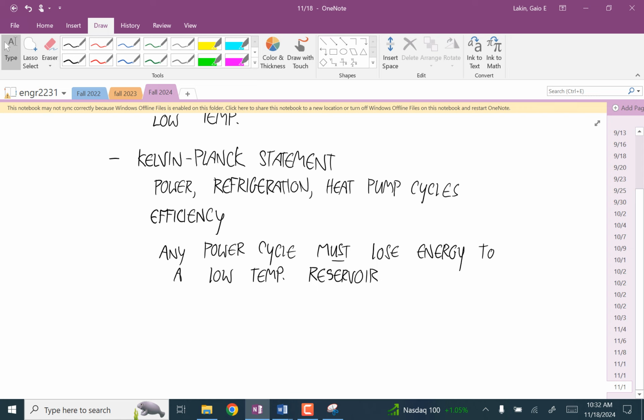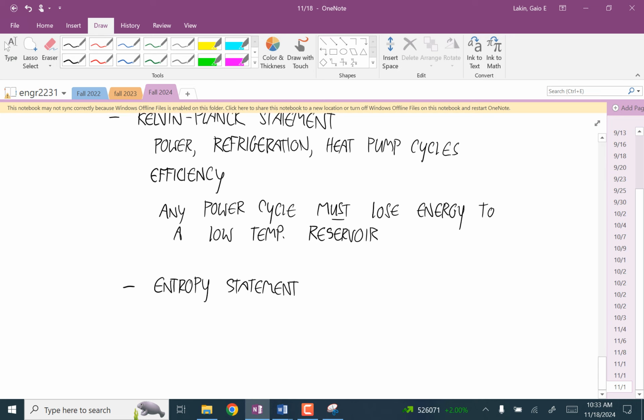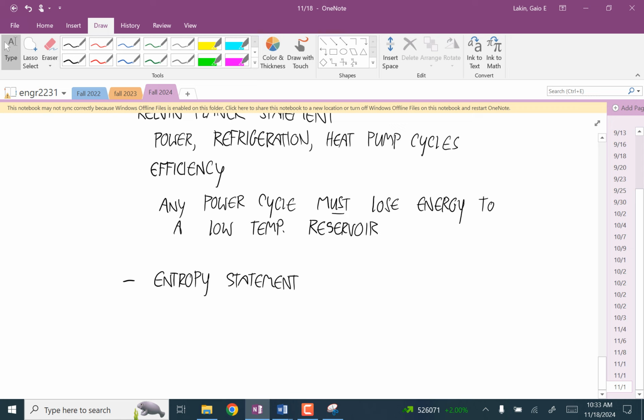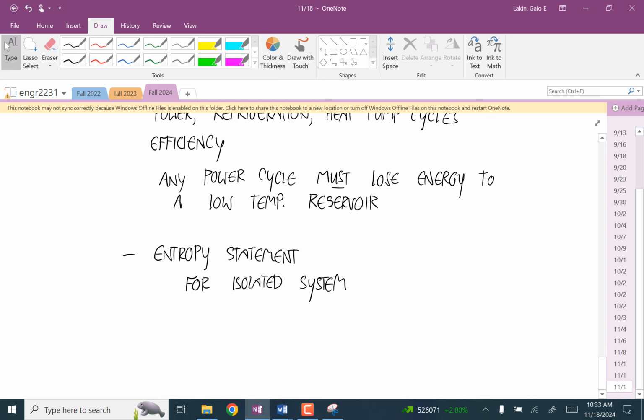And then third is the entropy statement. This is mathematically the most useful one. And it says, for an isolated system, the change in extensive entropy is greater than or equal to 0.